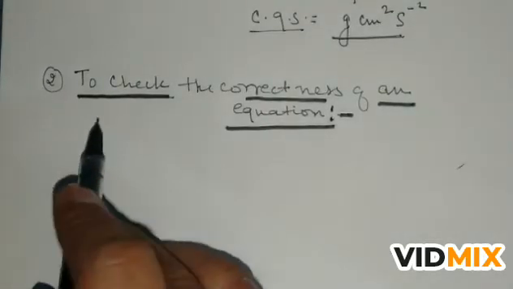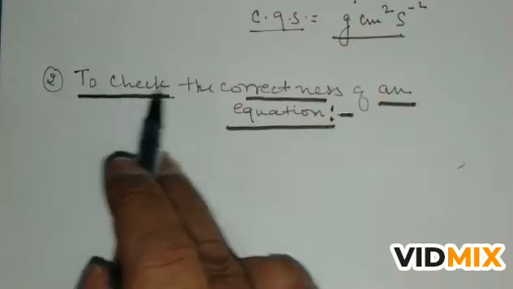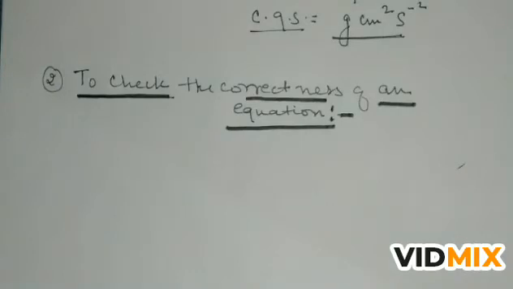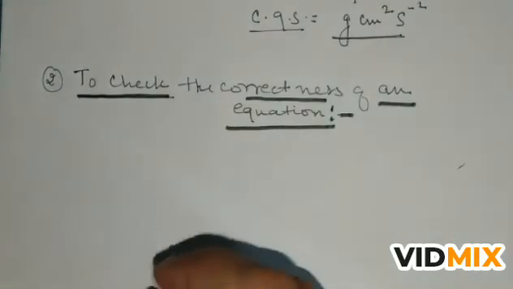Now this is the second use of dimension, to check the correctness of an equation. किसी भी equation की correctness को भी हम check कर सकते हैं with the help of dimension. और ये कैसे करेंगे? How can we do it? Let us see an example.